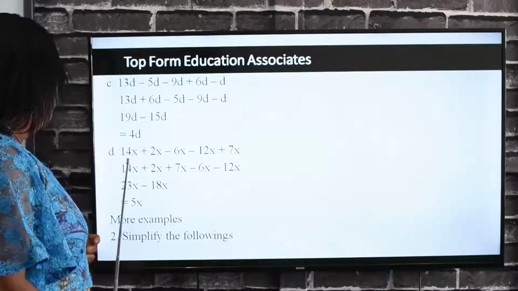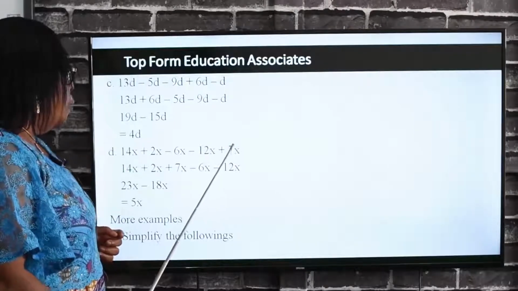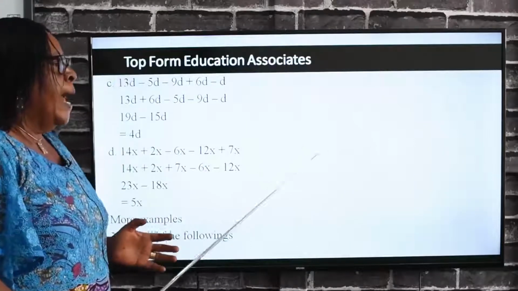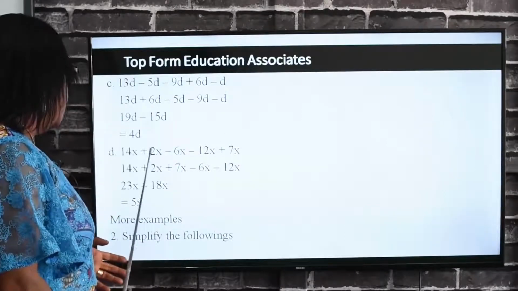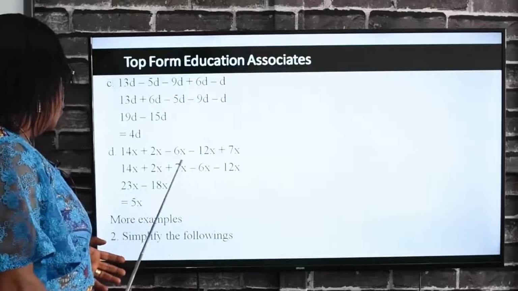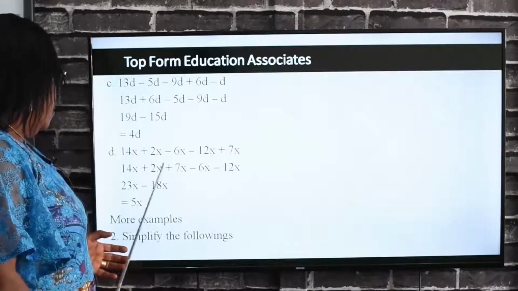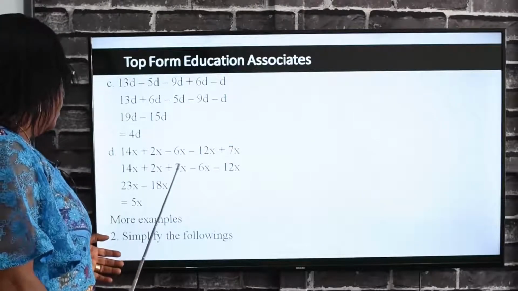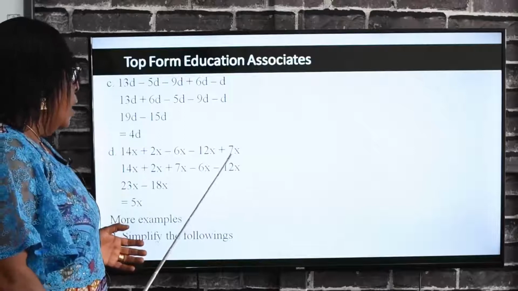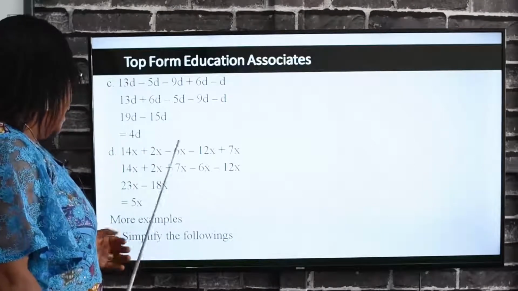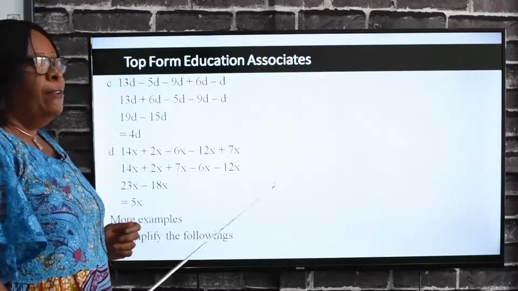Question number D. 14x plus 2x minus 6x minus 12x plus 7x. We group by the positive and the negative. Starting with positive, this will give us 14x plus 2x, then plus 7x, minus 6x, minus 12x. 14 plus 2 plus 7 will give us 23, all in x. Minus 6 minus 12 will give us minus 18, all in x. So 23x minus 18x is equal to 5x.